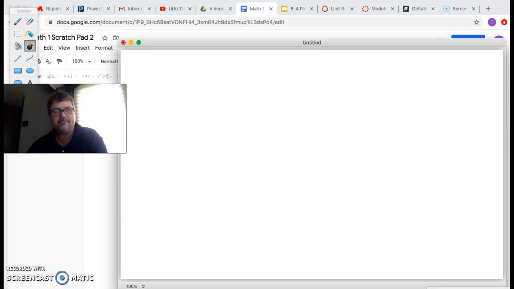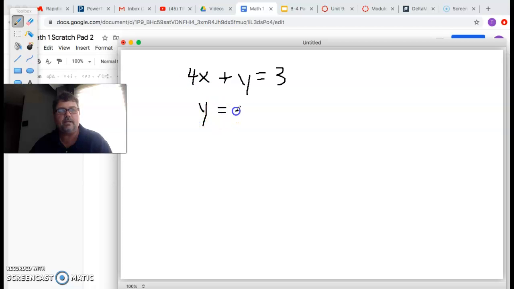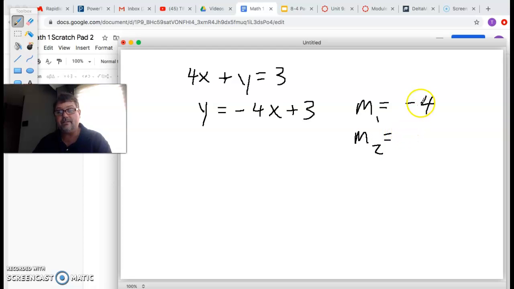Okay, I need to put it back in pen mode. So the equation we're trying to find the slope of is 4x plus y equals 3. We're going to subtract 4x to the other side. So we have y equals negative 4x plus 3. The slope of this line is negative 4. That means the slope I need to use, now they said perpendicular, I need to flip this and change the sign. Flipping it means it's 1/4. I'm going to leave it positive because I have to change the sign from negative to positive.